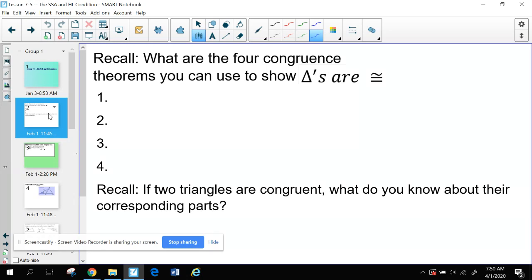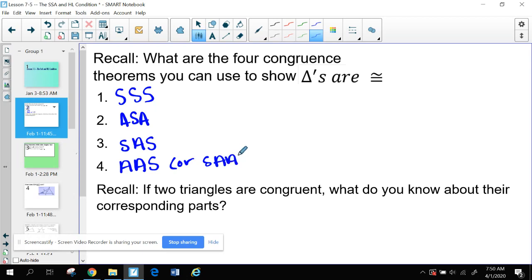So there are 4 that we've really been practicing a lot so far this chapter. So we have side, side, side, angle, side, angle, side, angle, side. Then we can call this one angle, angle, side, or side, angle, angle is also okay if we flip those up.